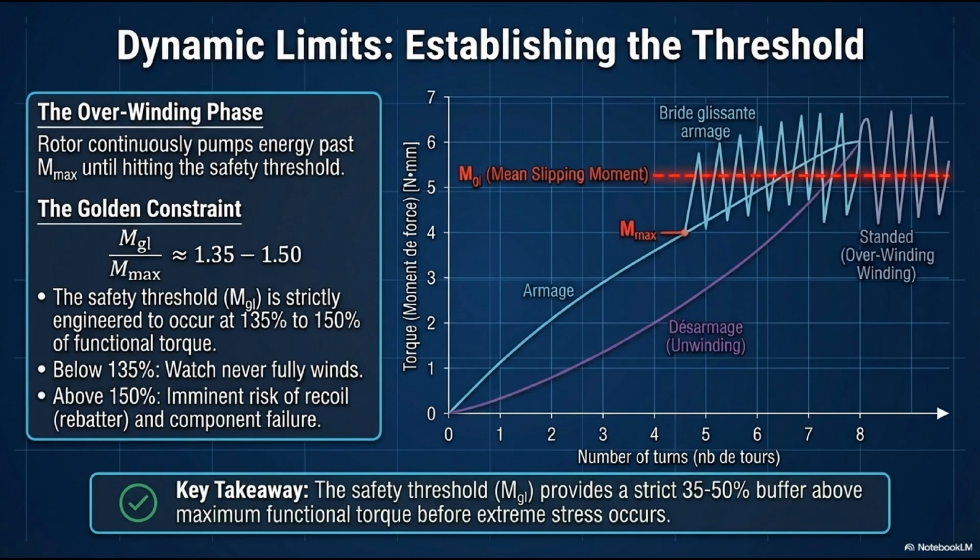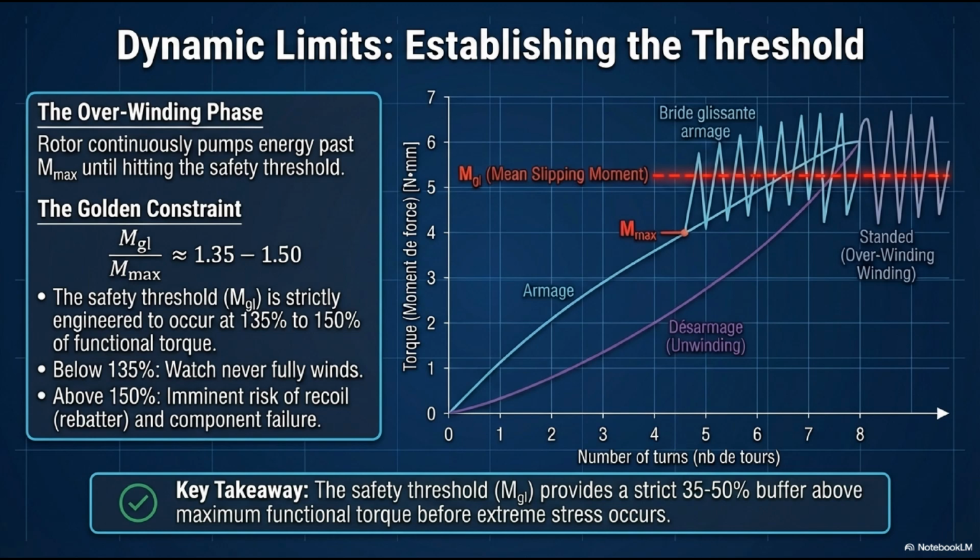It keeps climbing until it hits the red dotted line, m_gl, or the mean slipping moment. This is the exact moment the sliding bridle breaks friction and yields. The golden constraint of automatic watch design is the ratio between m_gl and m_max. The safety threshold, m_gl, is strictly engineered to occur at 135% to 150% of the functional torque, m_max.